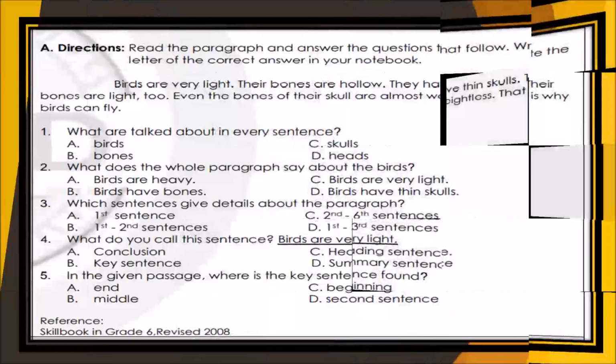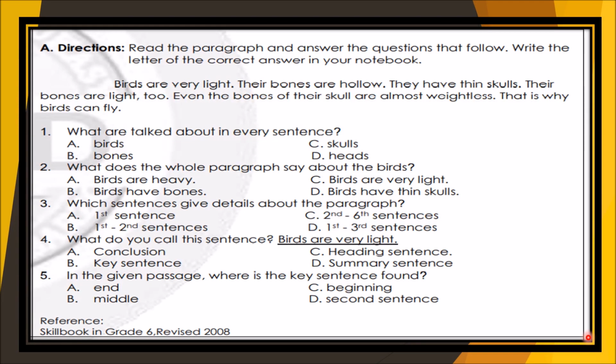Now for this one, you have to answer this. Read the paragraph and answer the questions that follow. Write the letter of the correct answer in your notebook. Let us read again, okay? Birds are very light. Their bones are hollow. They have thin skulls. Their bones are light too. Even the bones of their skull are almost weightless. That is why birds can fly.